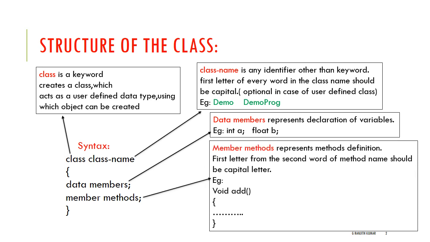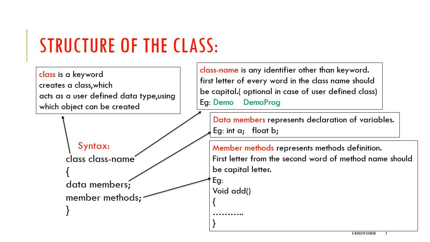Member methods represent a method definition. As far as the syntax is concerned, a method is almost similar to the functions in the C language. But in object oriented programming languages, we call a block of code a method, and whatever logic we want to write in the class must be written as part of a method.